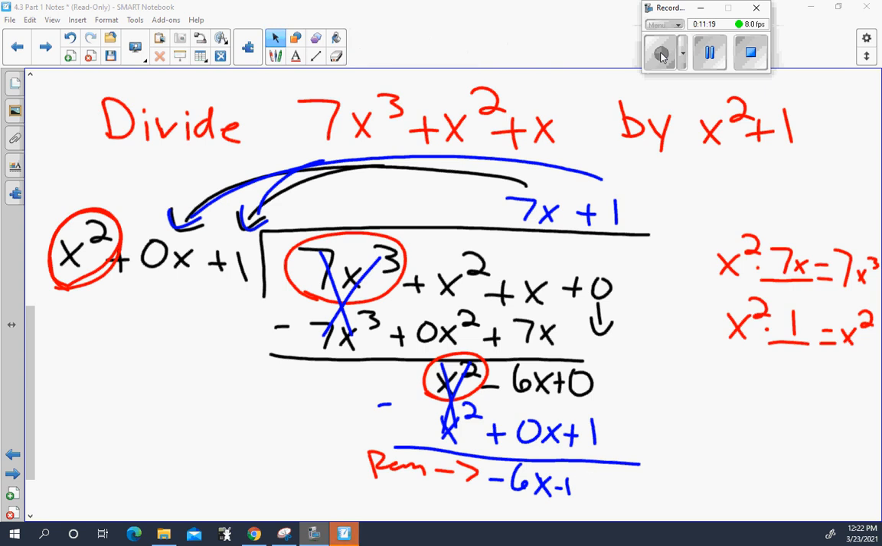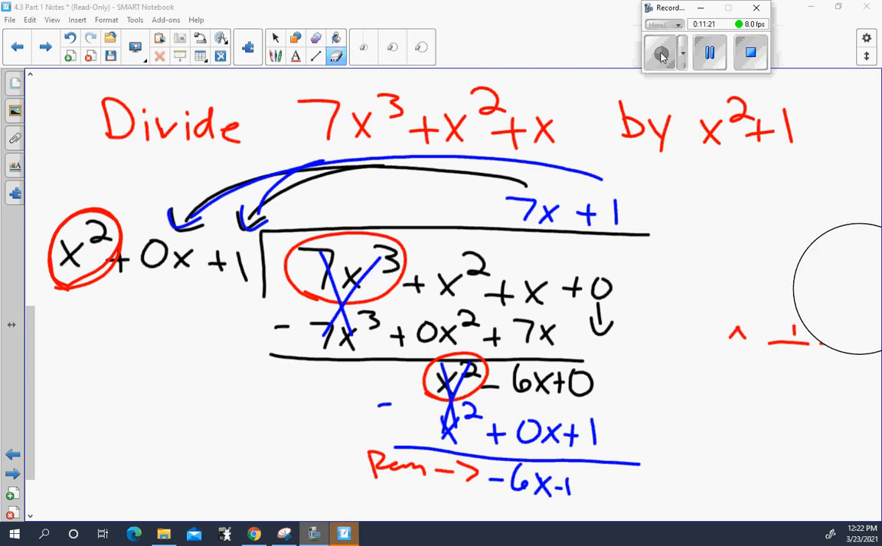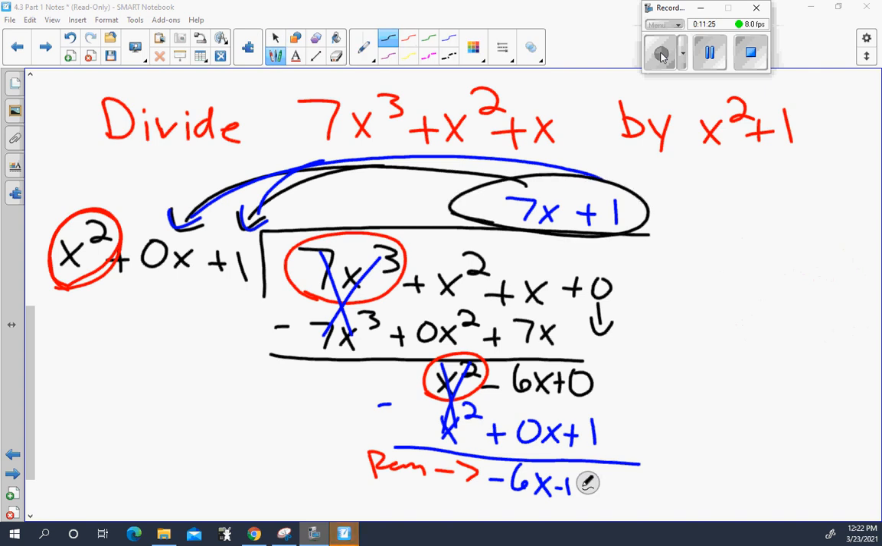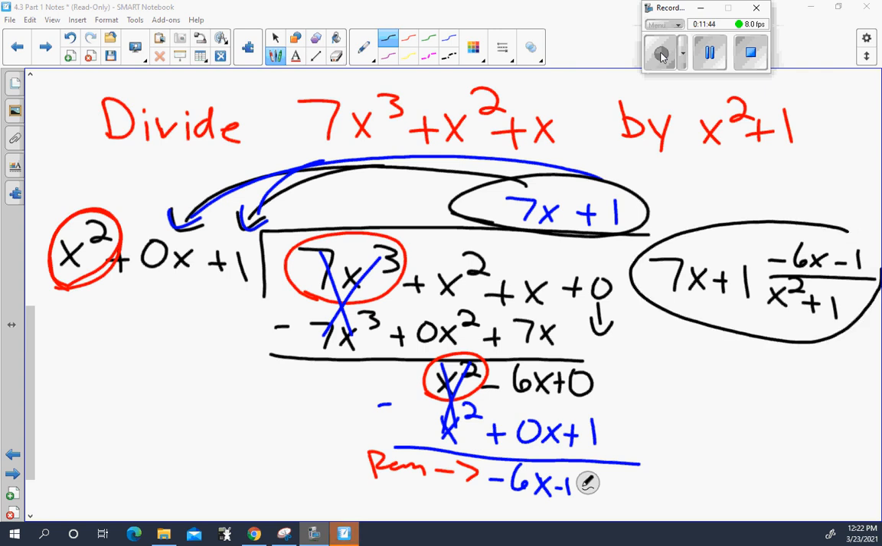That's my remainder. So my final answer, what did I get up here? 7x plus 1. My remainder goes on top. That was negative 6x minus 1 over what I'm dividing by, which is x squared. You can say x squared plus 1 there. Or plus 0x. I don't care.